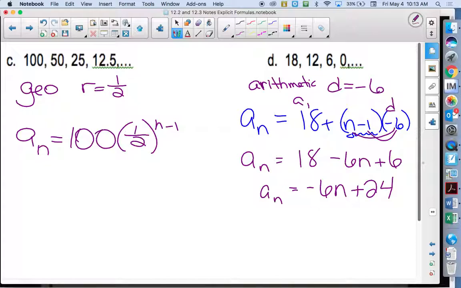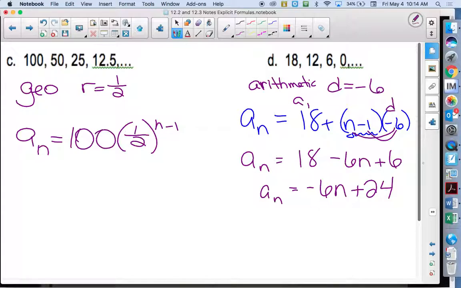So as long as it's arithmetic or geometric, now you have a pattern to use. You don't have to use guess and check. Are we going to have to memorize these formulas? Probably. It's only 2. Yeah, it's only 2.